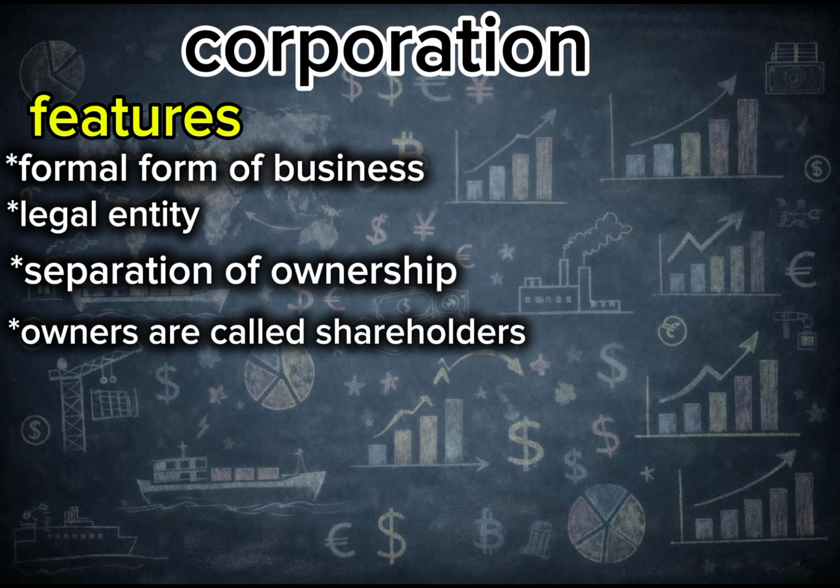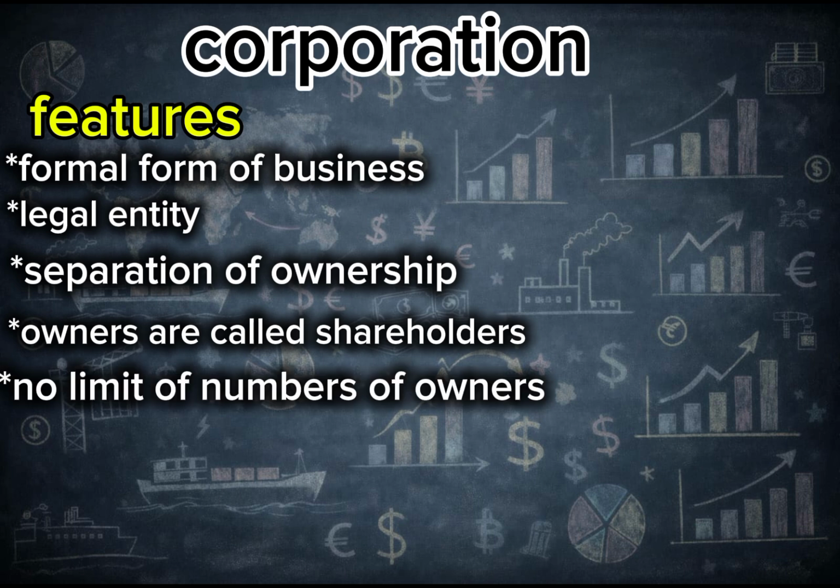You would notice that right now I am not using the word owners, I'm using the word shareholders. In corporations, we have shareholders. The owners are known as shareholders. And why is this? This is because ownership is broken down into standardized units, and these units are called what? Shares. And each share represents an equal unit of what? Ownership. Each owner can own any number of shares according to his or her financial capacity.